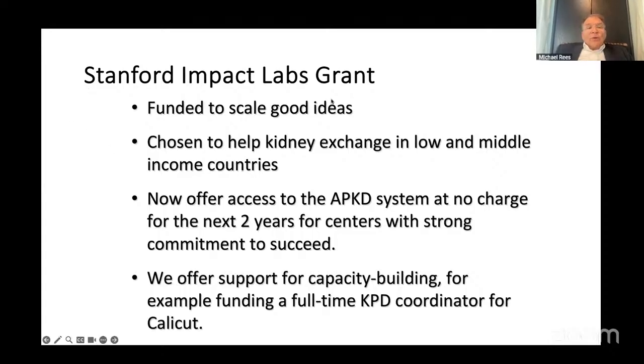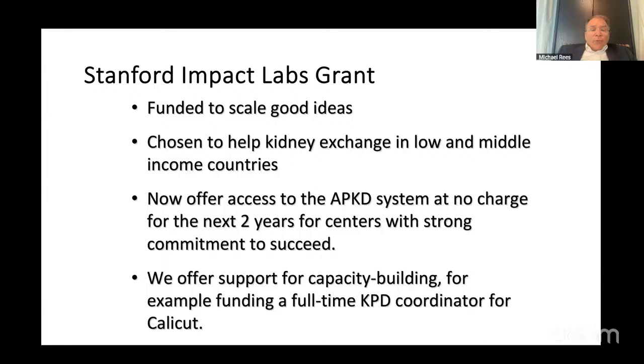As I mentioned early, we've been given a large grant from Stanford Impact Labs, which funds big ideas to try to help them expand and grow to scale. And that's exactly what we'd like to help you do in India. So we were chosen to try to help grow kidney exchange in low and middle income countries. And the two countries we're trying to help are Brazil and India. So, as I mentioned, we can now offer access to all the services that we provide at no charge for the next 2 years. And I'm pleased that we've been able to bring on new staff that I'll introduce you to at the end of my talk.